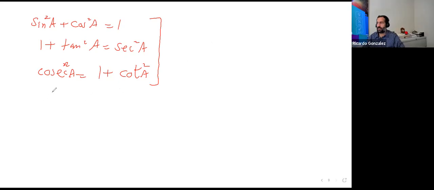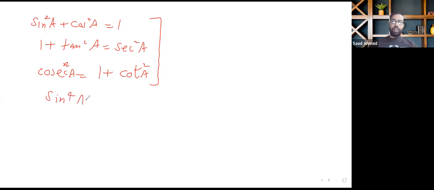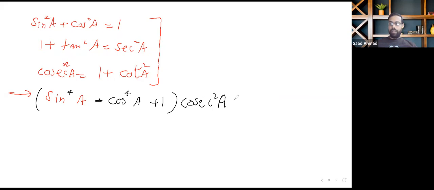Okay, so let's say we have this question here: sine to the power 4 of a minus cos to the power 4 of a plus 1. That's not sine 4, sine is raised to a power. And we want to multiply it with cosecant square of a, and we want to prove that that equals 2.